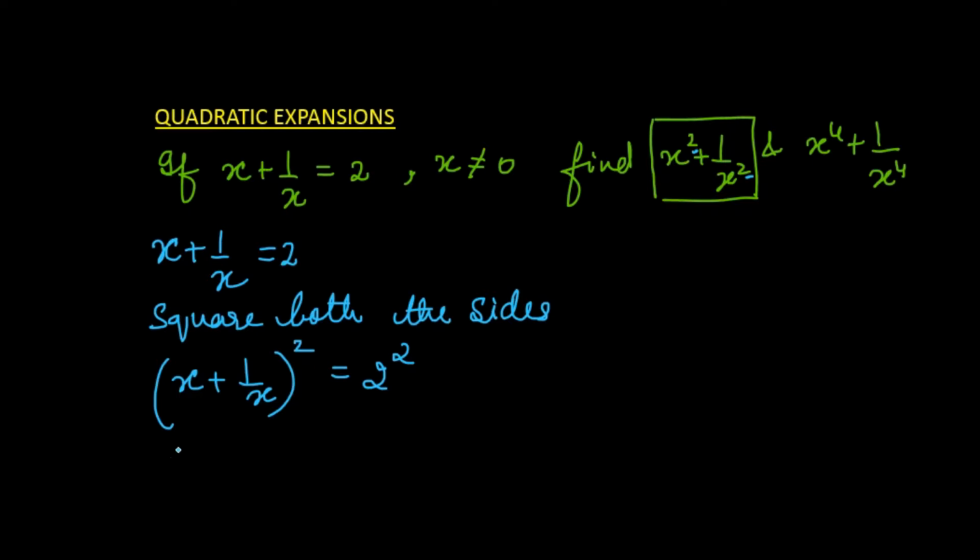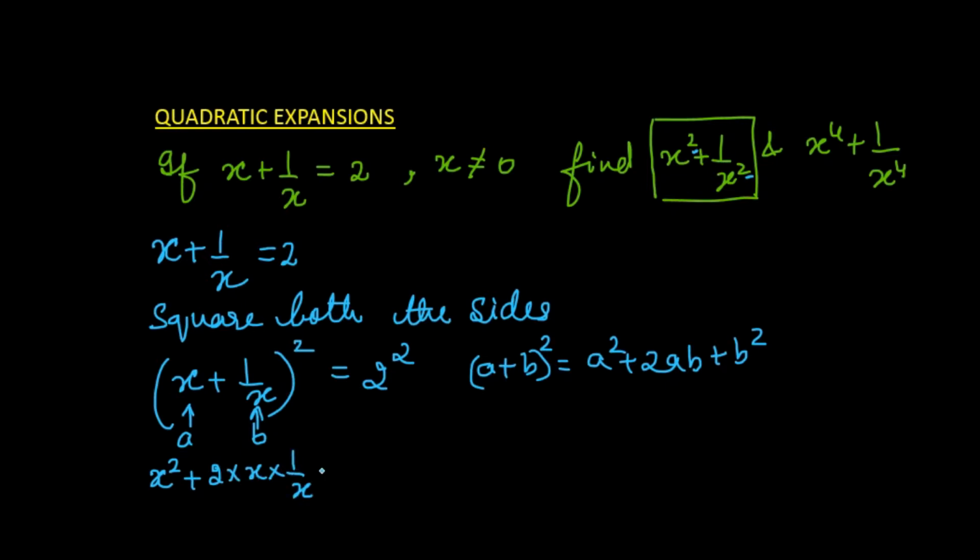Now we know the identity (a plus b) whole square is nothing but a square plus 2ab plus b square. So in x plus 1 by x, a becomes x and b becomes 1 by x. Let us expand it. So we get a square, which is x square, 2ab, a is x, b is 1 by x, plus b square is 1 by x square. And this is equal to 2 square, which is 4. So we get x square plus 2 plus 1 by x square is equal to 4.